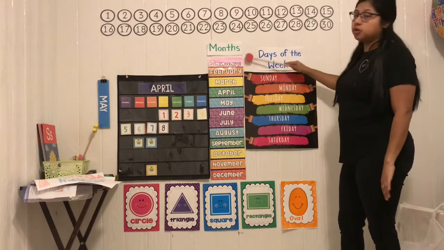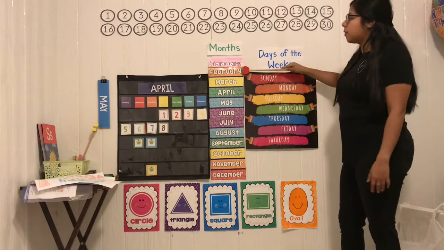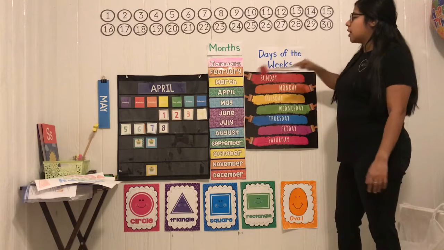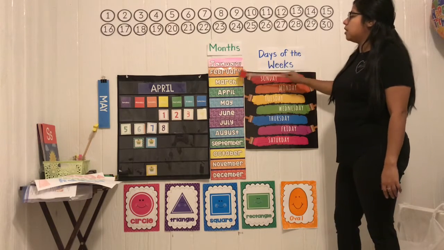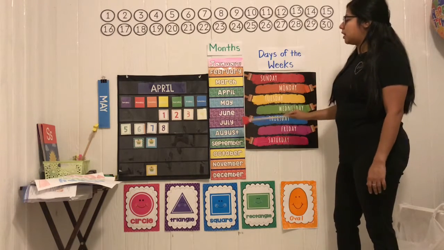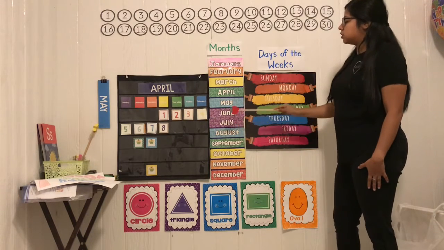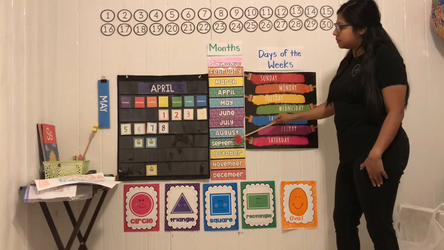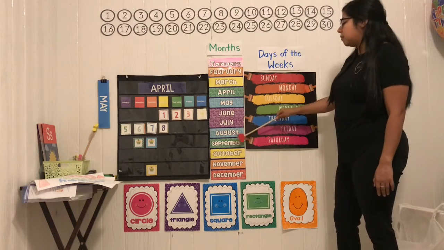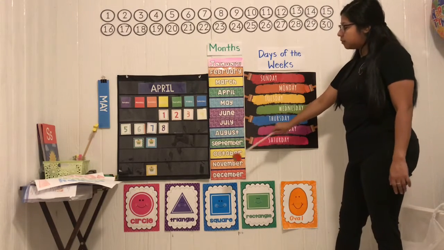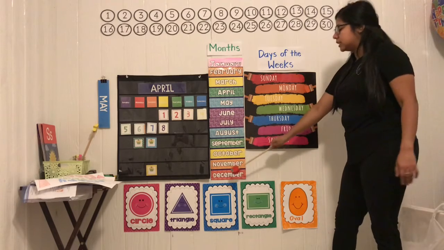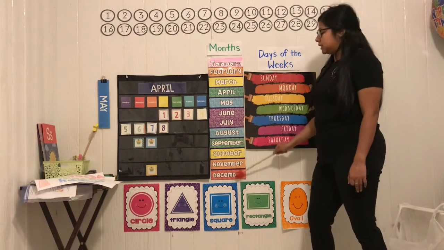January, January, February, February, March and April, March and April, May and June, May and June, July and August, July and August, September, September, October and November, October and November, December, December.